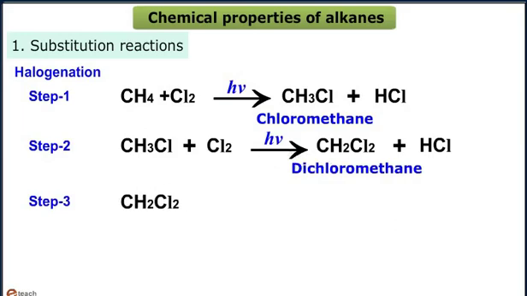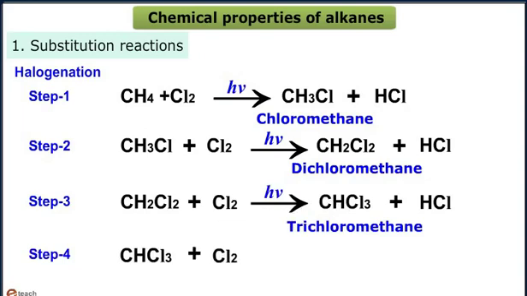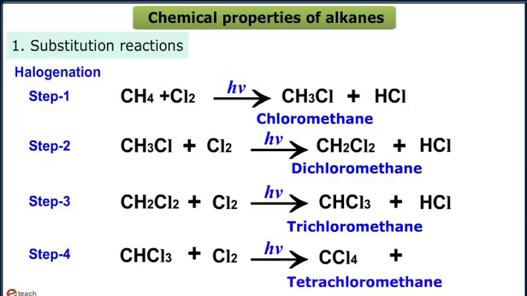Step 3 is CH2Cl2 plus Cl2 gives CHCl3, which is trichloromethane. And step 4 is CHCl3 plus Cl2 in presence of light gives CCl4, that is tetrachloromethane.